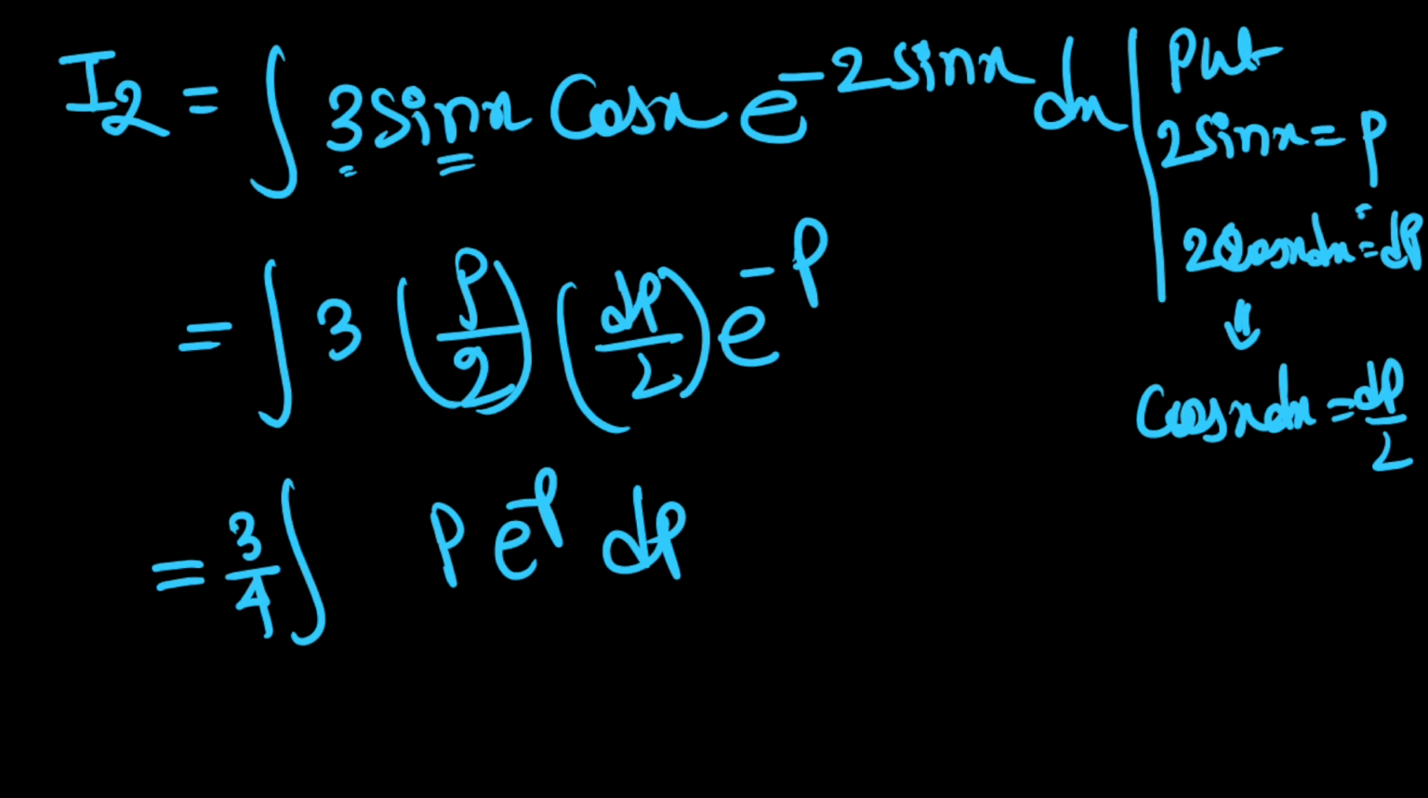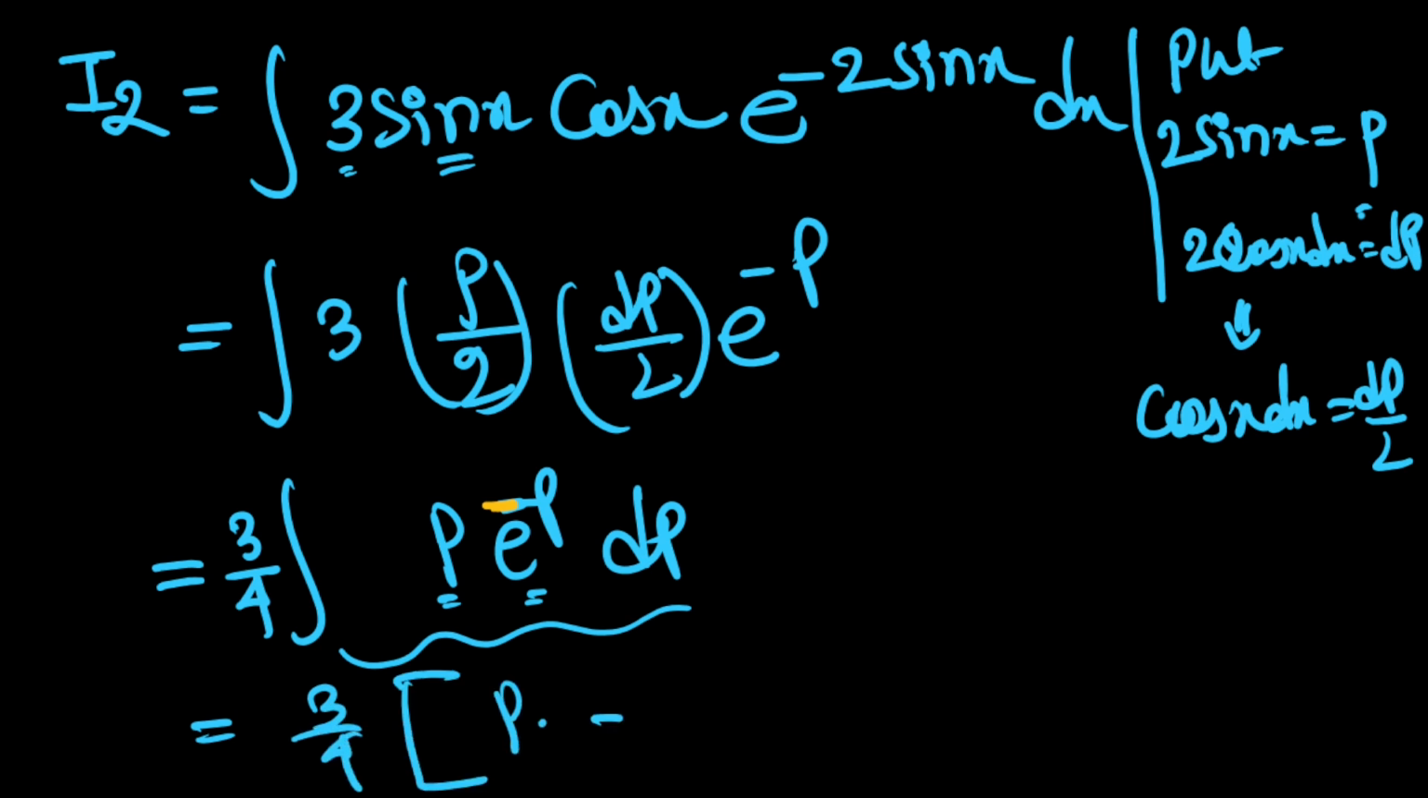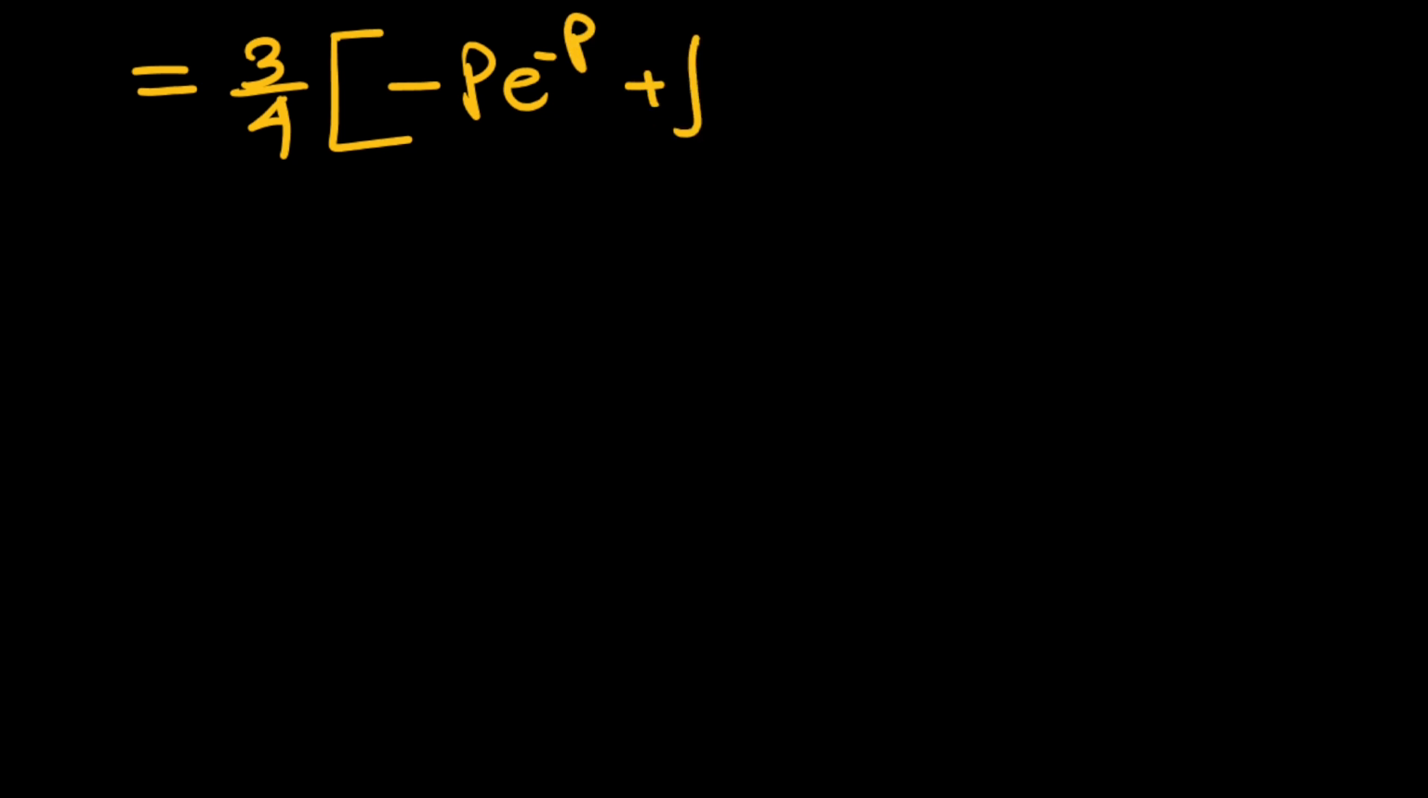Now we find the value of this integration. Here we apply integration by parts, the ILATE rule. So first function is p and second function is e to the power minus p. Therefore 3 over 4, first function is fixed, integration of the second, that is e to the power minus p, minus derivative of the first function, that is 1, into integration of the second function dp. So this is equal to 3 over 4 times minus p e to the power minus p plus integration e to the power minus p dp.